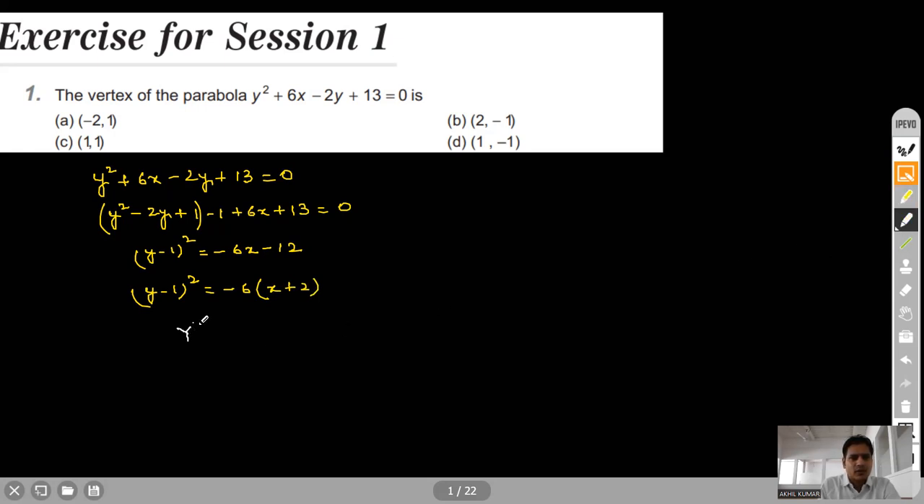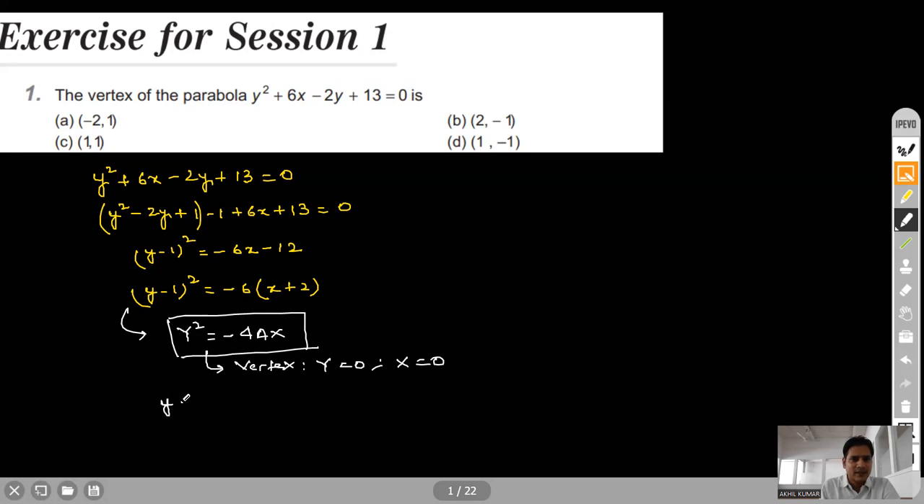So this parabola is of the form of our standard parabola y square equals minus 4ax, right? So we will compare with this. Our equation is basically an equation of a parabola with a shifted vertex. So what will be the vertex for this parabola? For the standard one, to get the vertex we use y equal to 0 and x equal to 0. Similarly, if you compare it here, we get y minus 1 equal to 0 and x plus 2 equal to 0. From here we get x equal to minus 2, and from here we get y equal to 1.